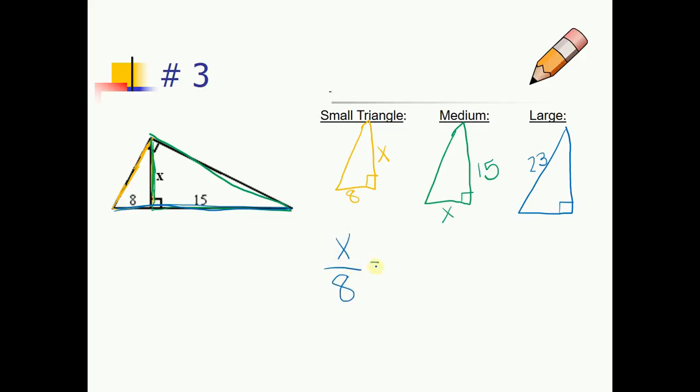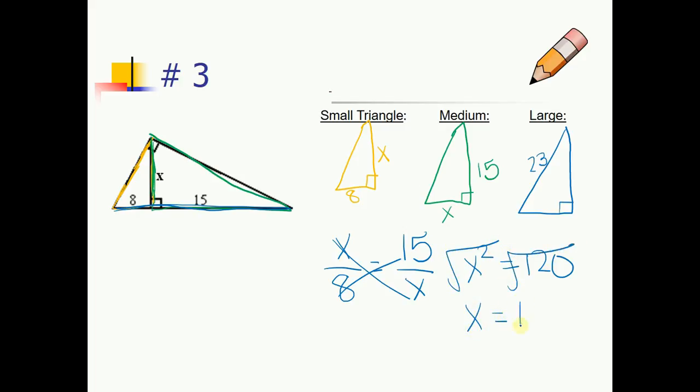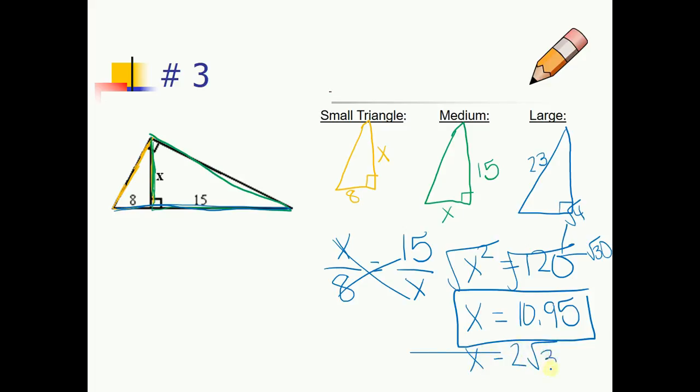So we got x over 8 equals 15 over x, because I went long to short, long to short. Cross multiply, I've got x squared equals 8 times 15, which is 120. So if I square root both sides, I'll get x equals, again, 10.95 for the decimal. Or if I break that down with 4 and 30, we will get 2 square root of 30 for my simplified radical.